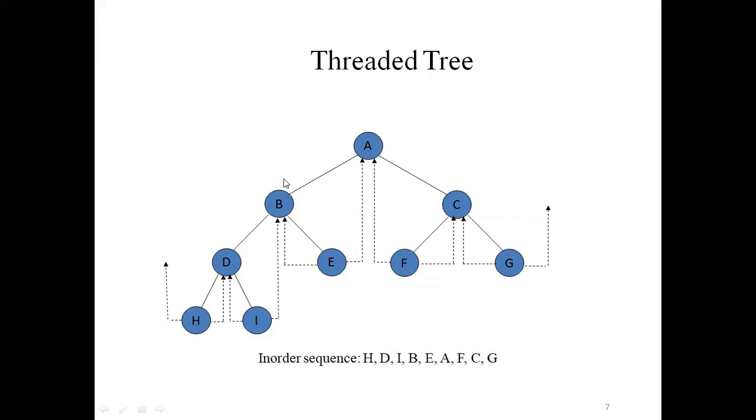Now for node A, all the nodes on the left side are visited. So preference 1 is over. Second preference goes to the root itself, so A will be displayed here. After the root, third preference goes to the right. In the right, again we have a subtree. If you come to C, C has a left child F. So F, then root C, and right is G. So this is the in-order traversal sequence for the given tree.